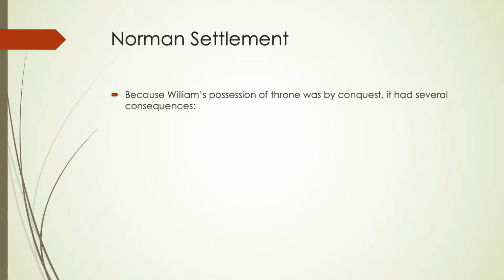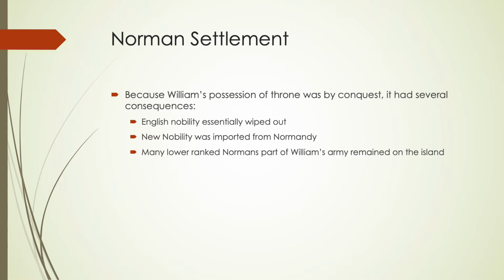So William took over the throne, and this was by conquest. The consequences of this were that the English nobility was essentially completely wiped out. There were no more English nobles because the Normans had come in, bringing French with them and bringing their own people with them as well. So the new nobility, the new upper classes, were imported from Normandy. They were bringing with them their French customs and their French language. And a lot of the lower ranked Normans that were part of William's army remained on the island as well. So the military strength, the political strength of the Isles had become French in nature.